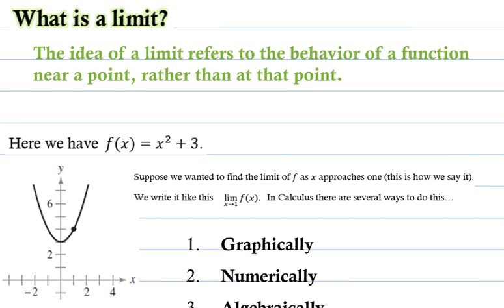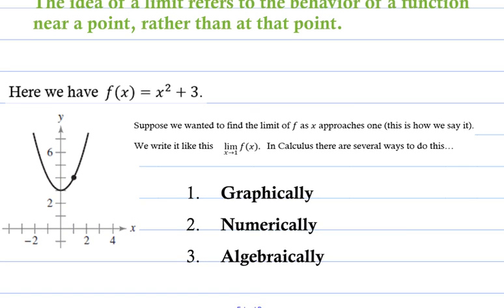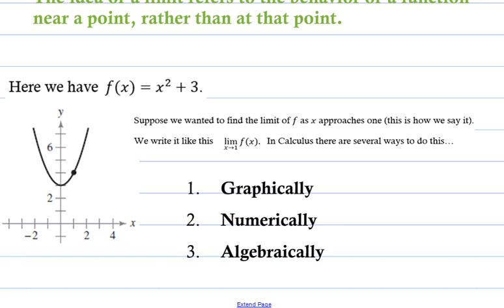Here we have f of x equals x squared plus 3. So here we have a graph. It is a parabola. It is x squared plus 3. Suppose we wanted to find the limit of f as x approaches 1. That means where x equals 1, what is the graph doing? This is how we say it. We write it like this: the limit as x approaches 1 of f of x. So this is the proper notation for limits.